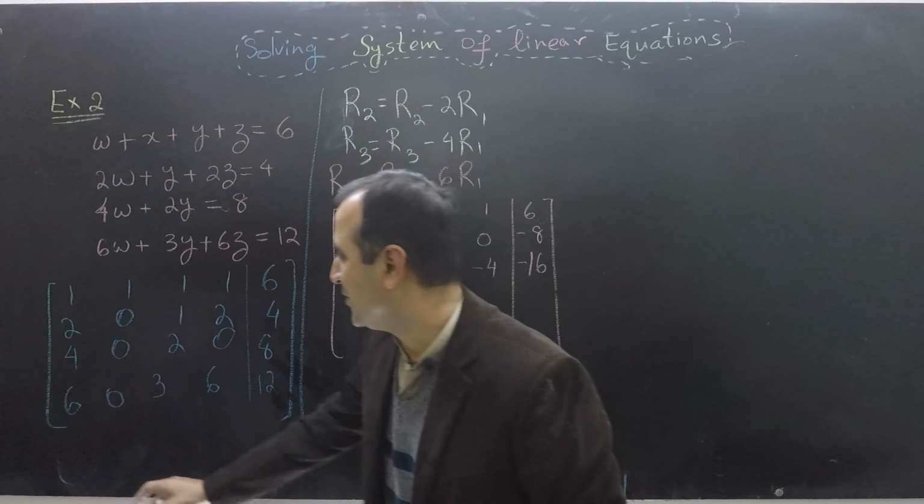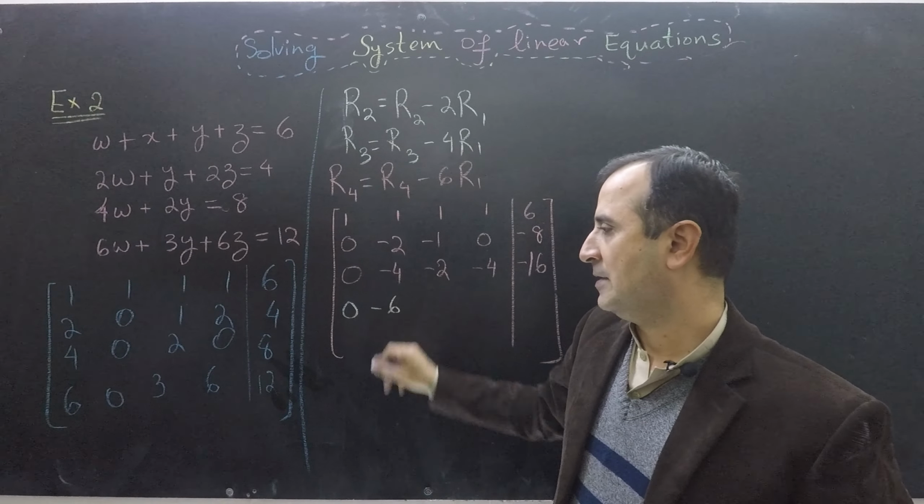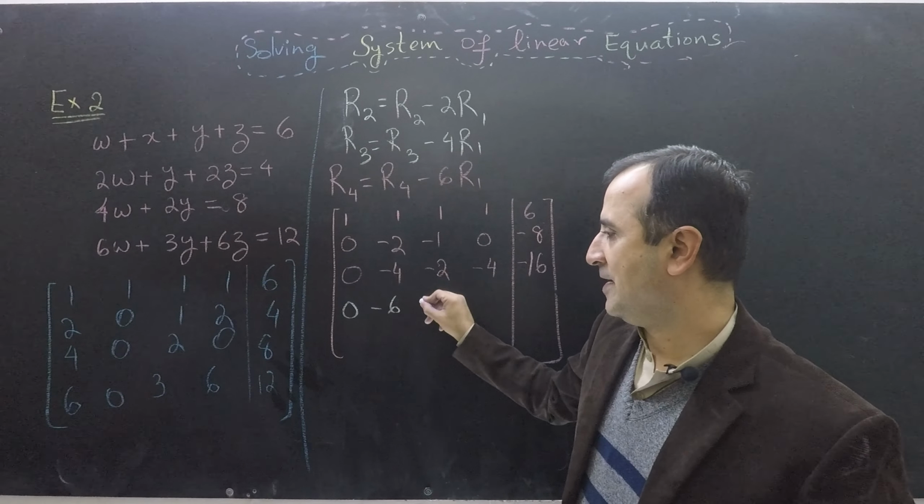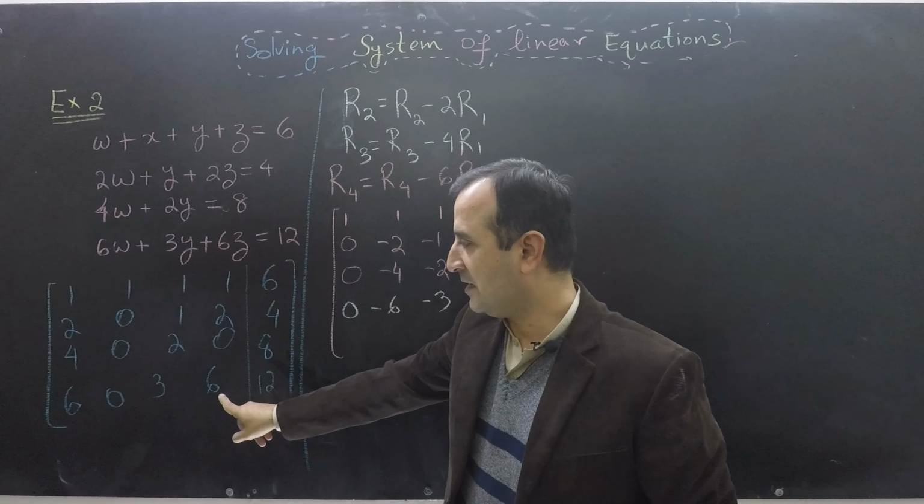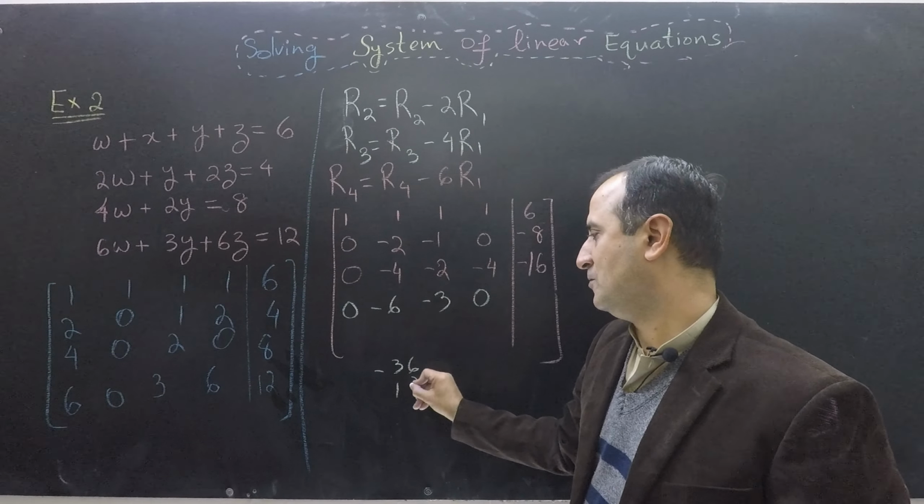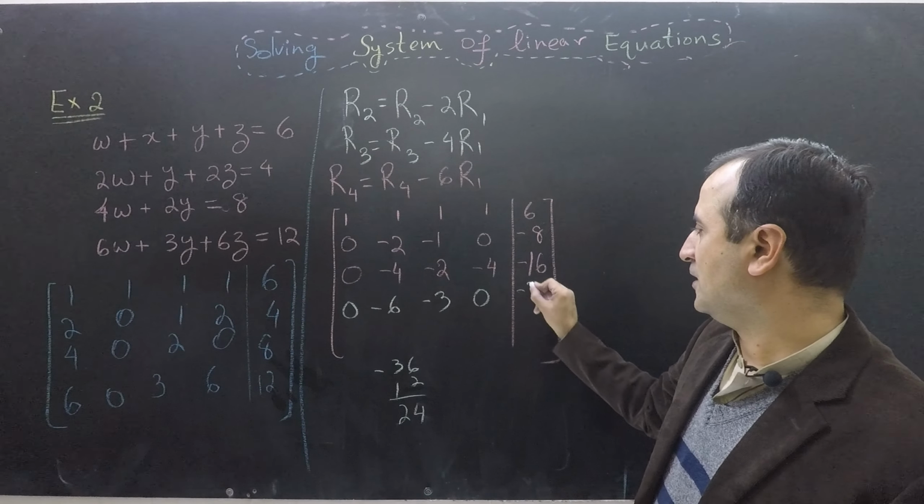So I have to multiply the first row with 6 now. So minus 6 plus 6 is going to be 0. And minus 6 plus 0 is going to be minus 6. Then minus 6 plus 3 is going to be minus 3. And minus 6 plus 6 is going to be 0. And minus 36 plus 12 is going to be what? Minus 36 plus 12 is going to be minus 24.